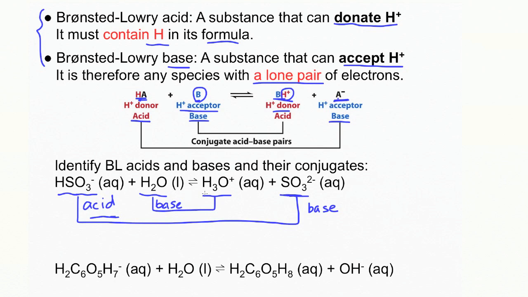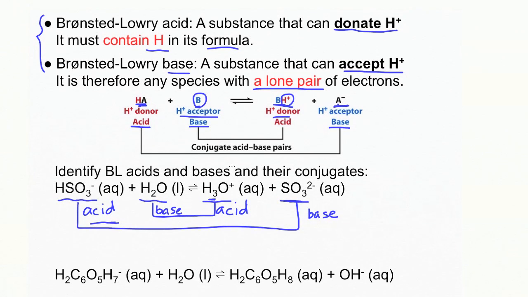On the other hand, hydronium is from water. When water molecules accept one proton from the acid, the hydronium has the potential to donate one proton to this SO3 2 minus to act as an acid. Okay, so this is how we identify the Bronsted acid and base, and how we identify the conjugate acid and base pair. Let's take a look at one more example.